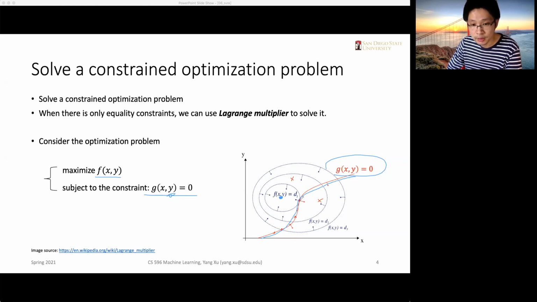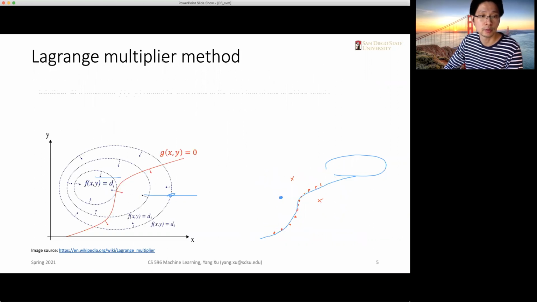So maybe along this line, the value for f is maximized. And after we deviate some steps away, then the values get smaller. So it gives us some additional constraint to satisfy. The typical solution is to use Lagrangian multiplication. Let's go to the next slide.